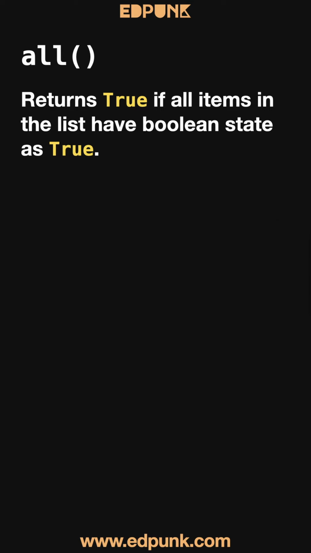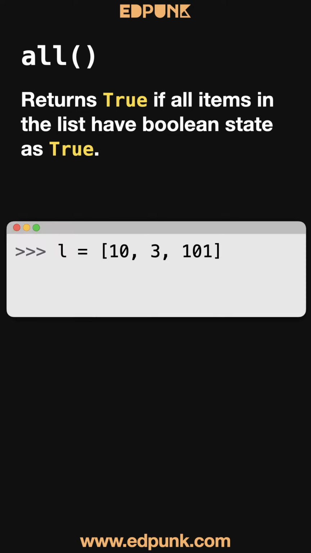Moving on to the next function. The all function returns true if all the items in the given list have boolean state as true. For example, let us assign a list containing items int 10, int 3 and int 101 to variable L. Now, executing all of L returns true as all the items of L have Boolean state as true.